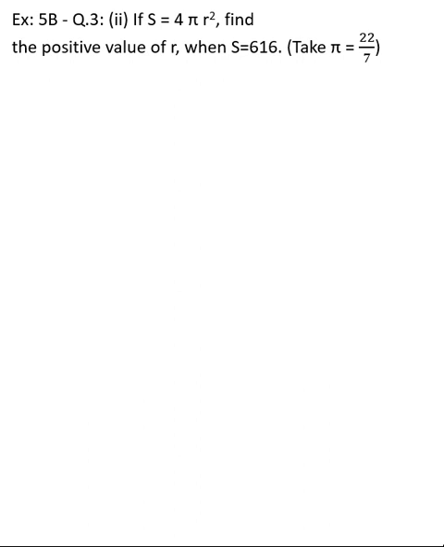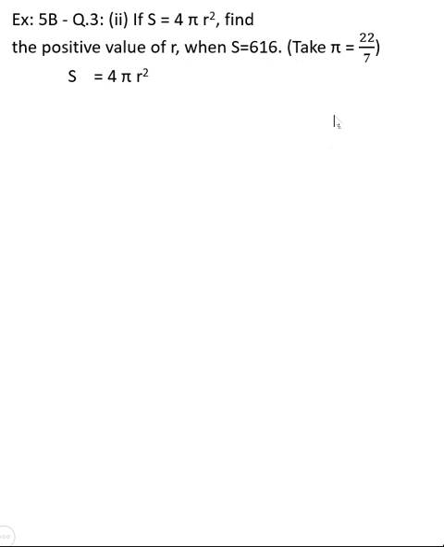In this question, it is said that if S is equal to 4 pi r square, find the positive value of r when value of S is equal to 616. Here we have to take value of pi, that is 22 upon 7.